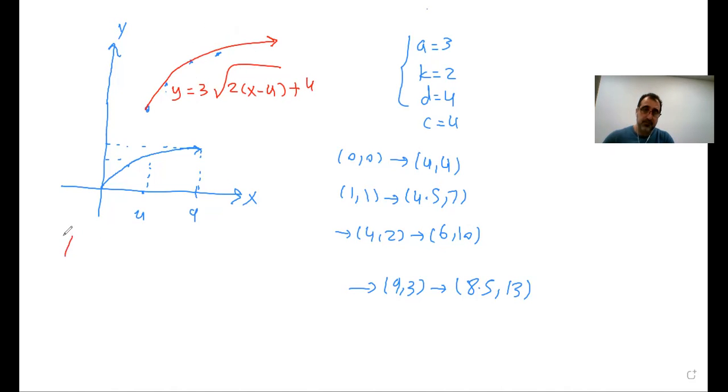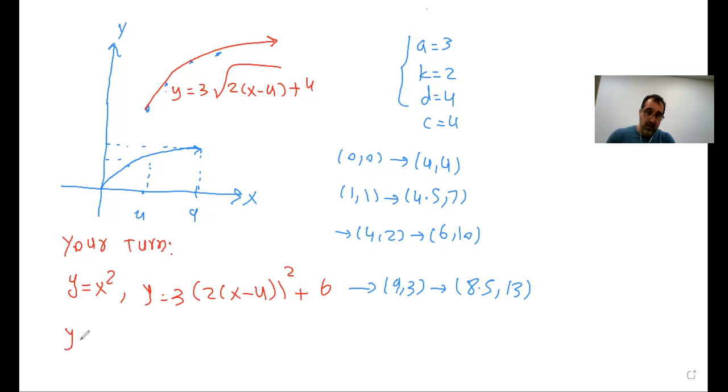Your turn. Y is x squared: graph y equals 3(2x minus 4) squared plus 6. Y is sin x, for a trig or periodic function: y equals 3 sin(4x minus 60 degrees).